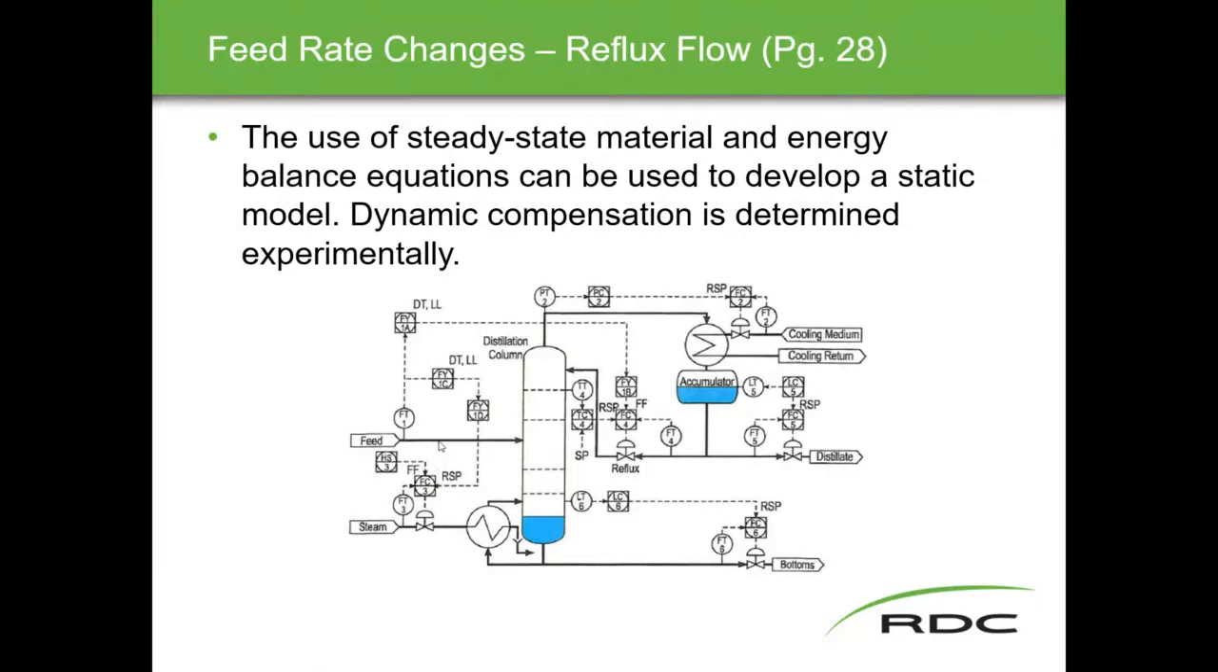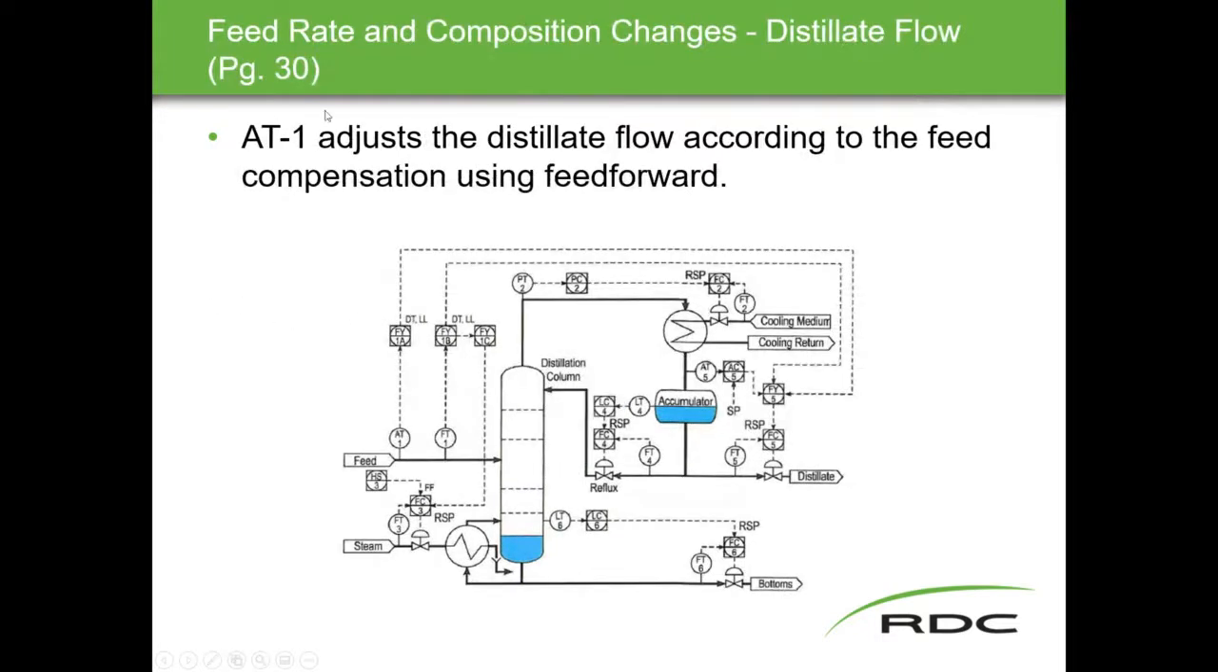There's a couple of pages of explanation, I believe, in the ILM on this particular process, but again, being familiar with the types of strategies is more important than being an absolute guru on each particular step in that method. So page 28 here, feed rate changes, composition changes. There's a bunch of pages of explanations of what's going on in here, and I would have to read them to you, and there's no point in me doing that. Okay, feed rate and composition changes, it's covered on page 30.